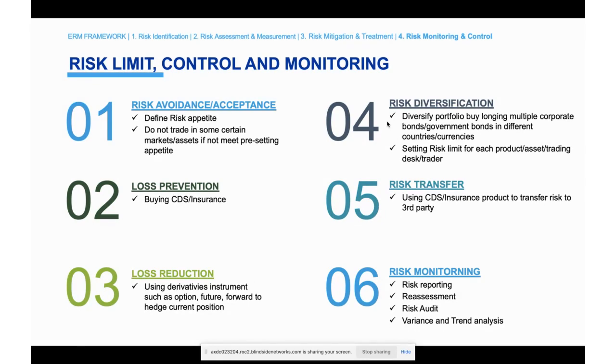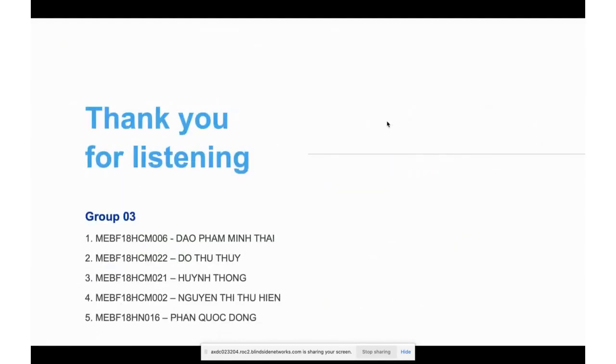another party. Besides those risk control ways, you will need to monitor your risk by using risk reporting. You need to reassess your risk. You will need to audit your risk. You will need to use variance and trend analysis to assess your portfolio and your risk position. So that is our general view about this case. In order to go further and into more detail, we will put it in our report.